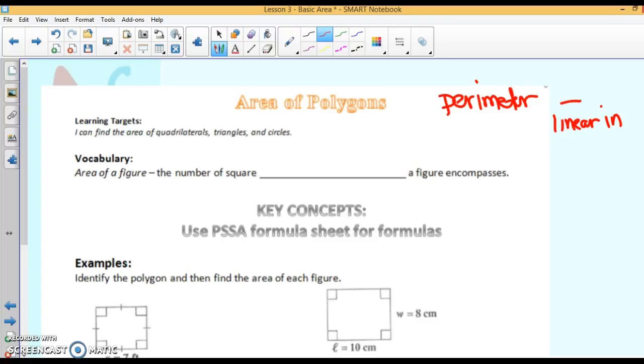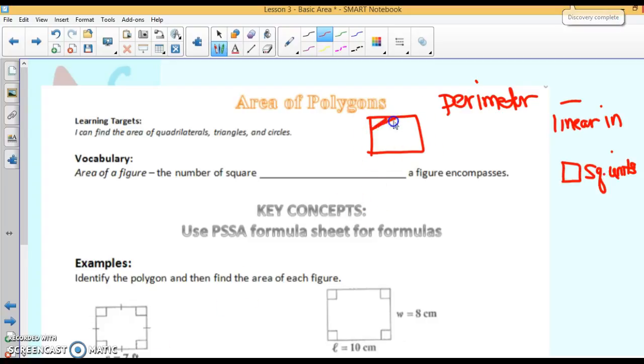Area is, now if that was a square inch, pretend that was a perfect square. It is in square units. This is where perimeter is. Perimeter is the distance around the outside. You add up all the edges. An example of a perimeter would be a fence around a yard.